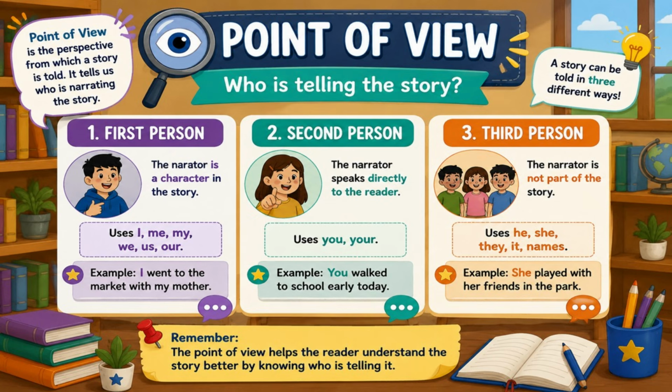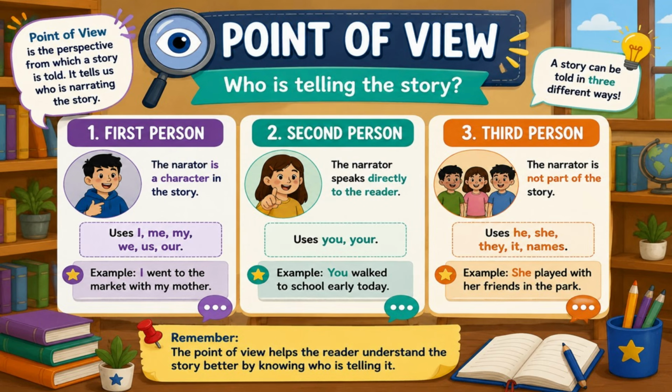First person. The narrator is a character in the story. It uses I, me, my, we, us, our. Example: I went to the market with my mother. Second person. The narrator speaks directly to the reader. Uses you, your. Example: you walked to school early today.